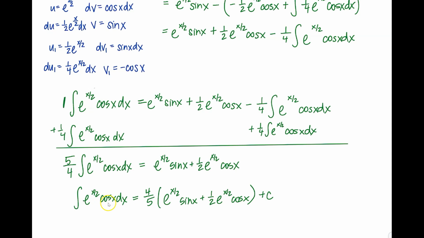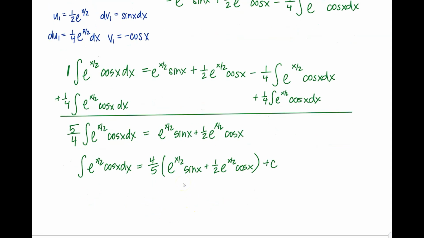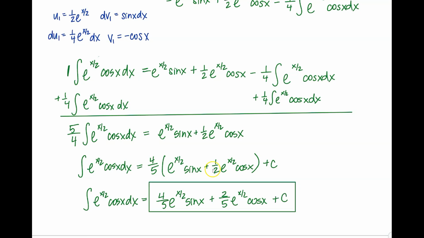So now I have that integral that I was solving for by itself. The only thing really left to do is just distribute this 4/5 in. So the integral of e to the x over 2 cosine x dx is 4/5 e to the x over 2 sine x plus, what are we going to have here? 2/5, multiplying 4/5 and 1/2, e to the x over 2 cosine x plus c.